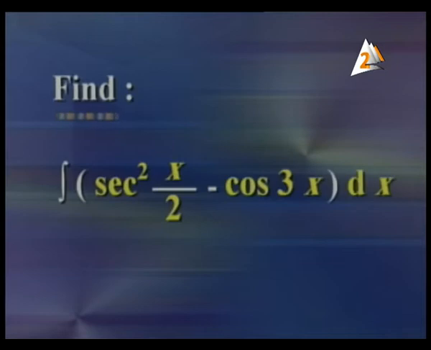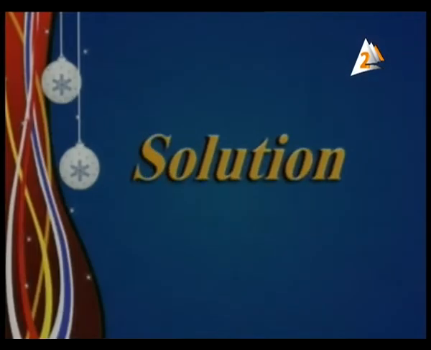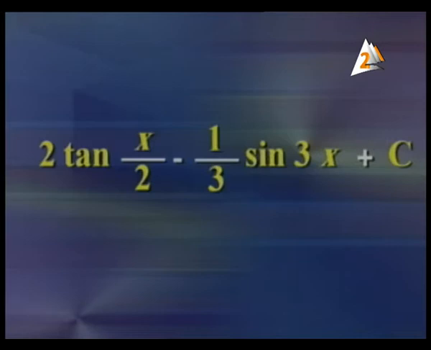Now we move to another example. Find the integration of the bracket containing 6 squared x over 2 minus cosine 3x dx. Remember, dear student, we have integration about the bracket. The bracket contains 6 squared x over 2 minus cosine 3x dx. Dear student, look at the solution. 6 squared 10x over 2. Then the integration of 6 squared 10x over 2 minus a third sine 3x plus c.